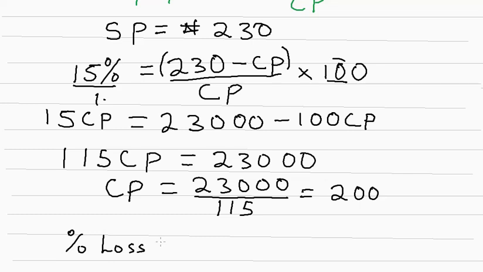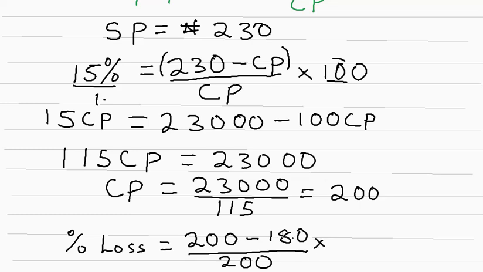Of course, you know the formula. This time around, cost price will come first. So cost price comes first, 200, then minus the selling price, which of course is 180, then divided by the cost price, 200, of course, everything multiplied by 100.